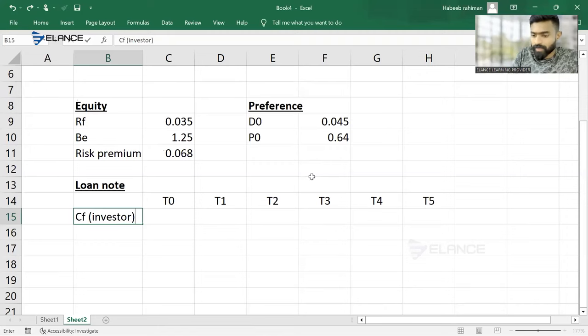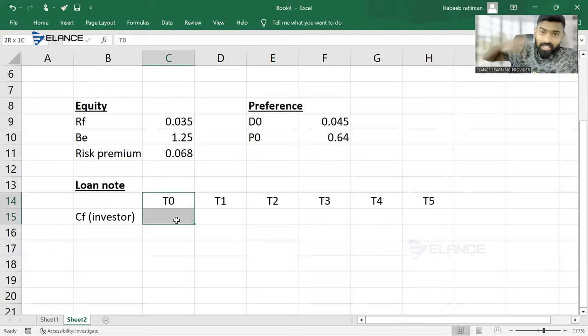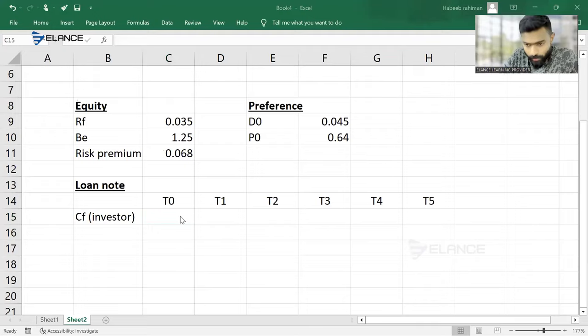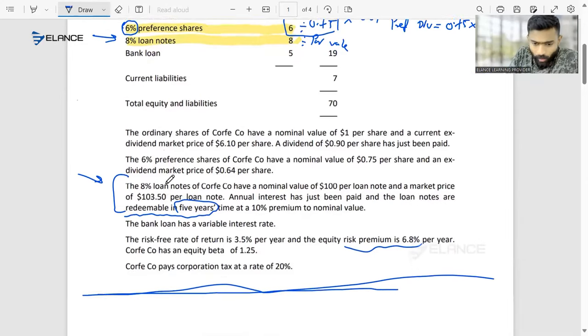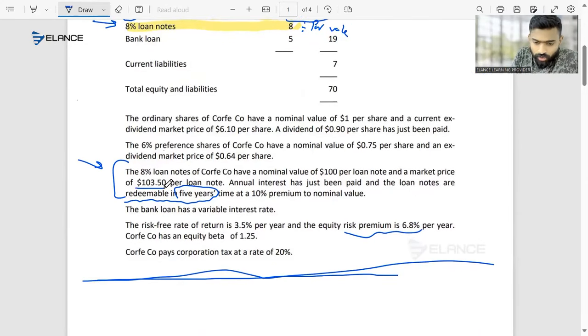Investors should invest. Today, T0 means today. Investors should invest in the market. If you are buying a share or a debenture, you have to invest the par value or the market price. It has to be the market price of the instrument. So, search for the market price in the question. Market price is 103.5.